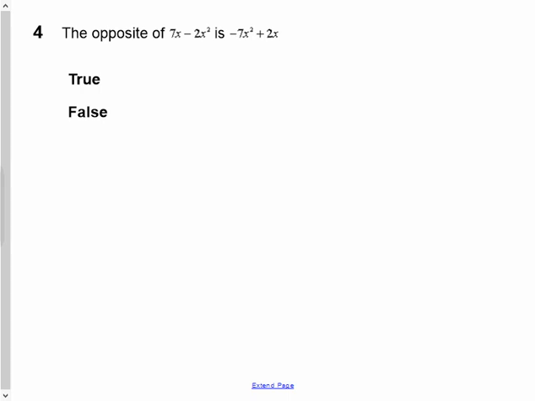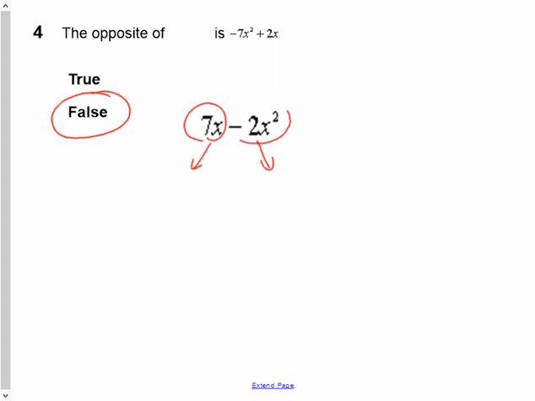Question 4, the opposite of 7x minus 2x squared is negative 7x squared plus 2x. The answer for this is false. And here's why. There are two terms, this one and this one. The opposite of each of those terms: the opposite of positive 7x is negative 7x, not 7x squared. And the opposite of minus 2x squared would be plus 2x squared, or positive 2x squared. So the opposite is actually this instead.